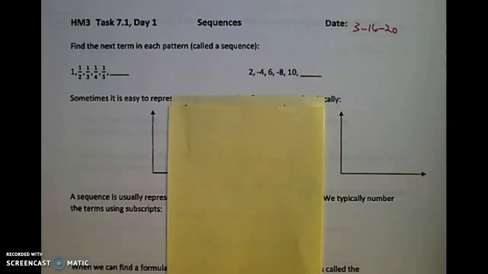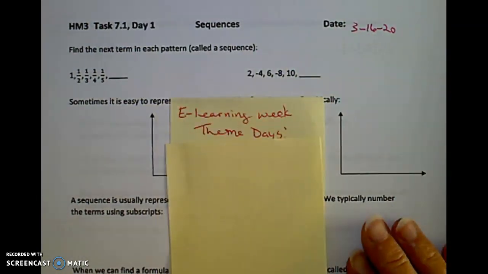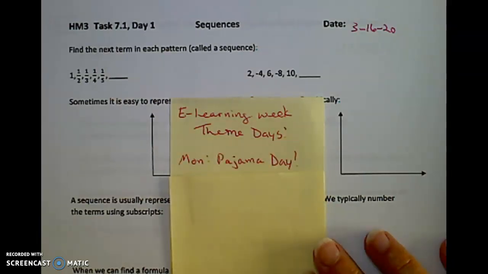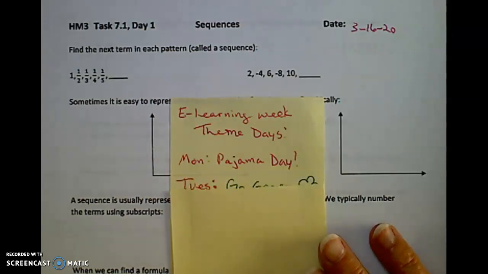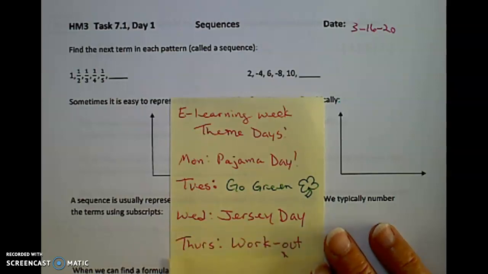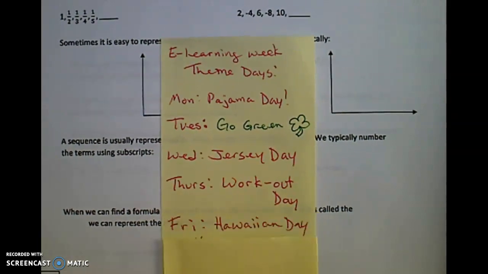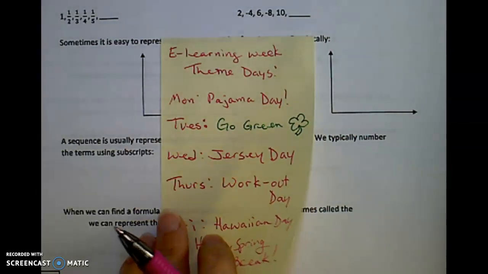I thought we might just need a little fun in our week, so here are Mrs. Anshek's theme days for this e-learning week. Monday, pajama day. Hope you're celebrating today in your jammies. Tuesday, go green. You don't need to be Irish to participate. Wednesday, let's make it jersey day, kind of a nod to all those athletic teams that have been canceled. Thursday, workout day. Time to get off the couch, put on some athletic gear, and get outside. And Friday, of course, Hawaiian day. Happy spring break. I'll remind you again before we leave. Hopefully you can participate with us this week on our theme days.